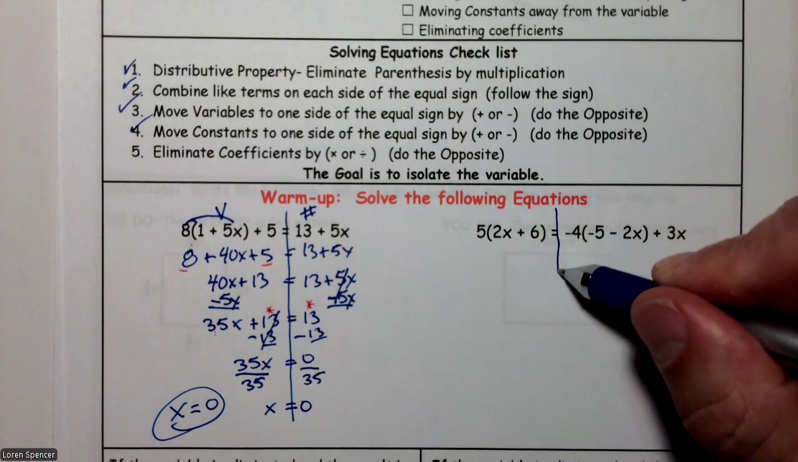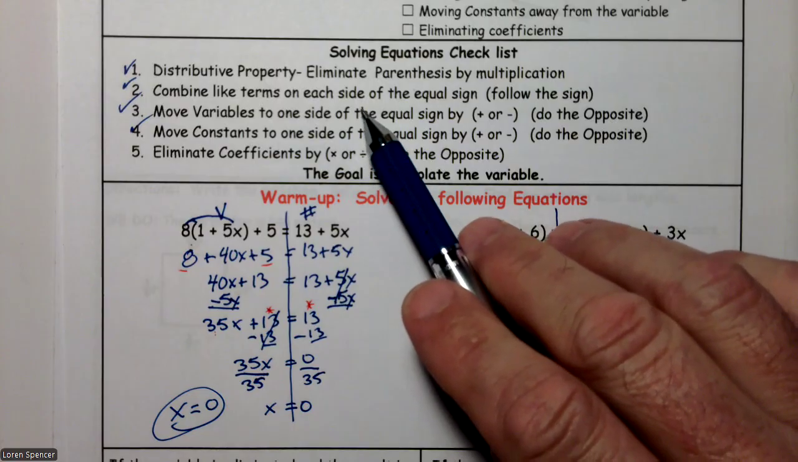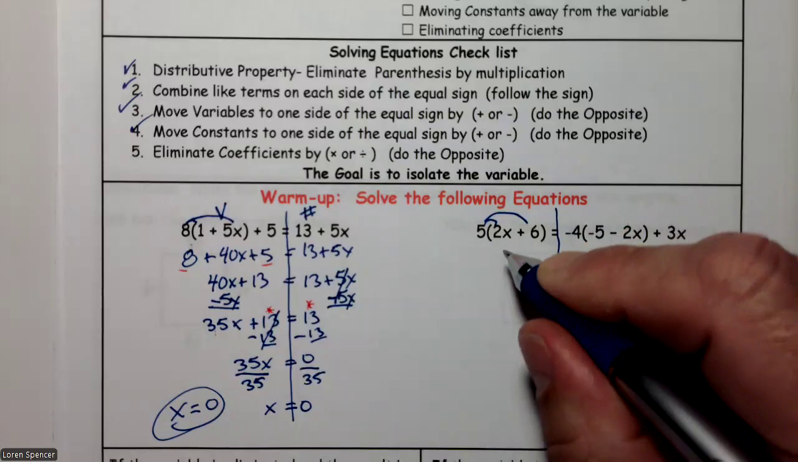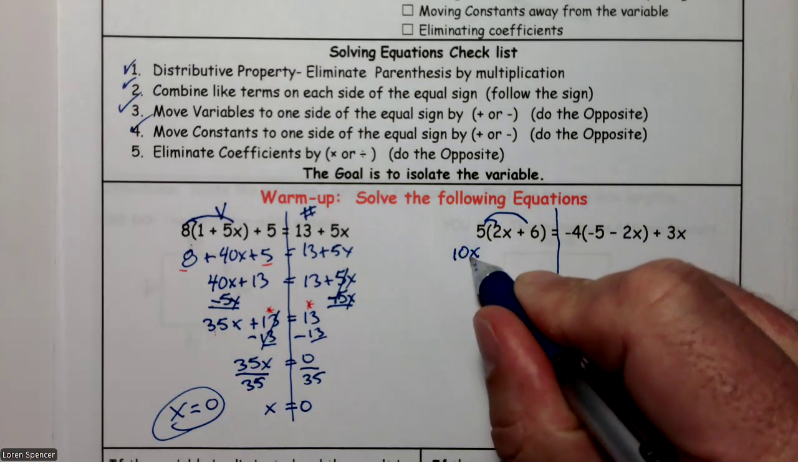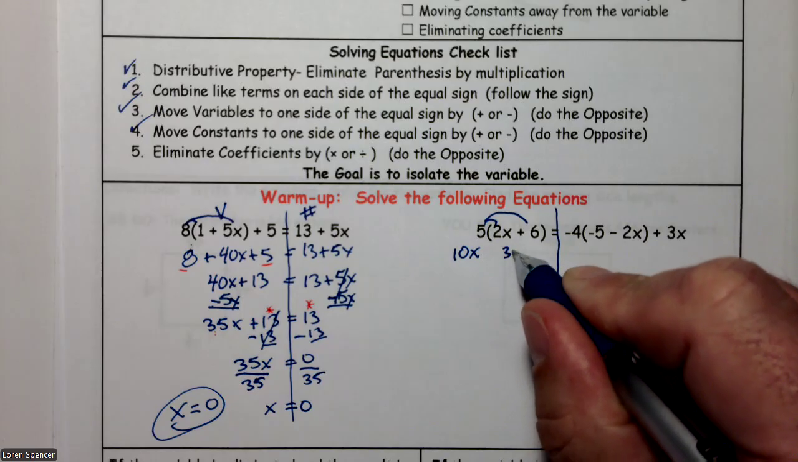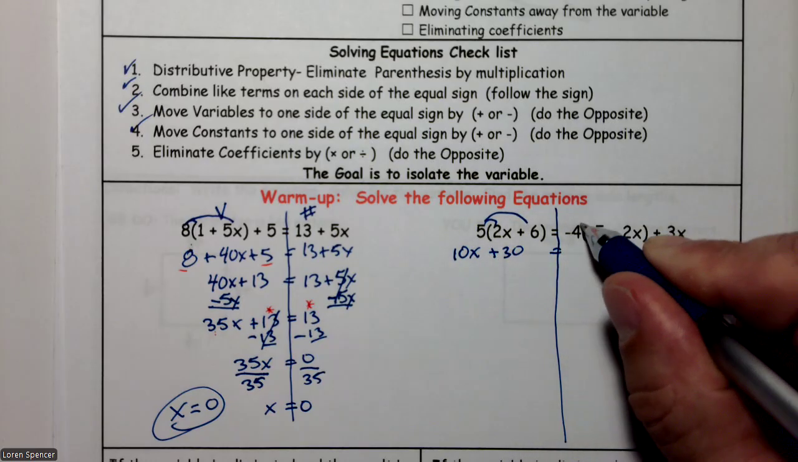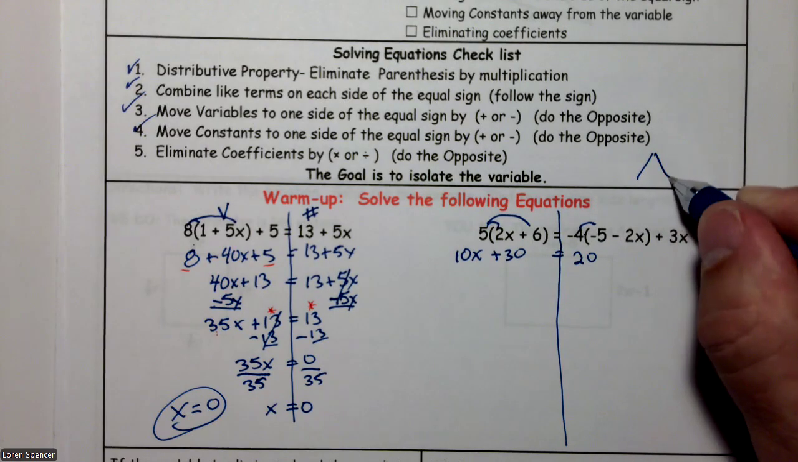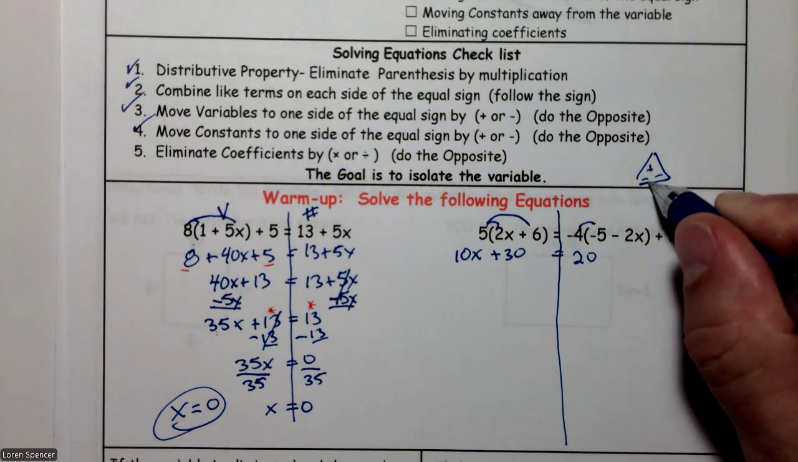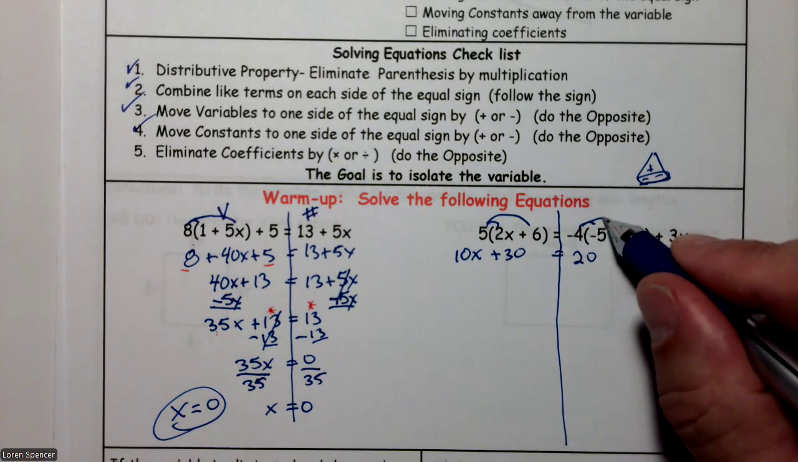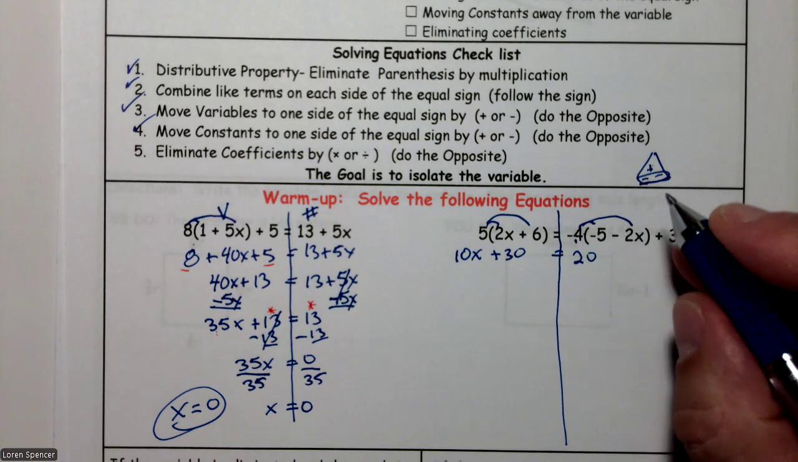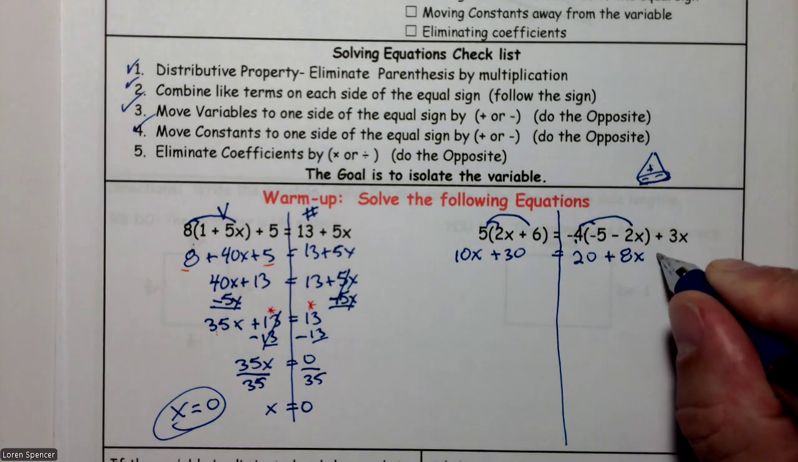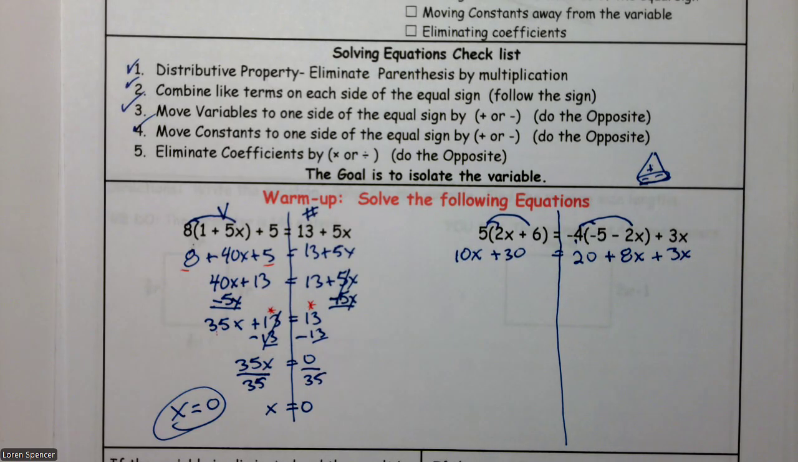We see we have two sets of parentheses, but we still do the same thing. We still follow the same steps. We're going to have to multiply to get rid of the distributed property, and 5 times 2 is 10, so this is 10x, and 5 times 6 is 30. So 10x plus 30 equals, then we multiply here and we get 20. 4 times 5 is 20. And going back to that triangle, a negative times a negative leaves us with a positive. And 4 times 2 is 8. So this gives me a positive 8x plus 3x.